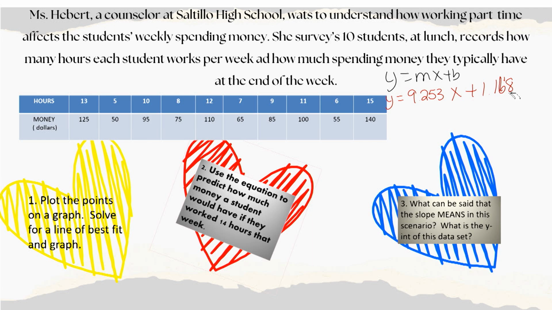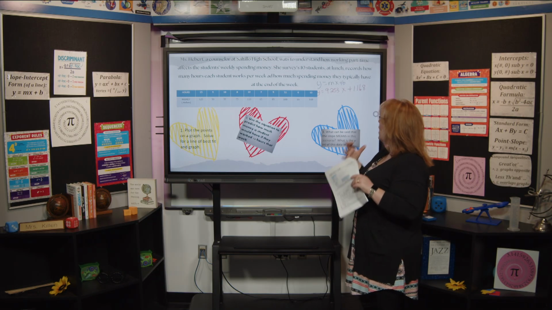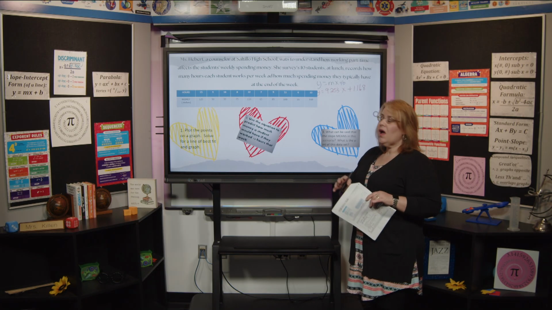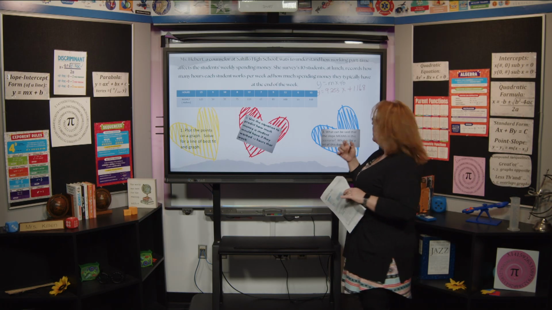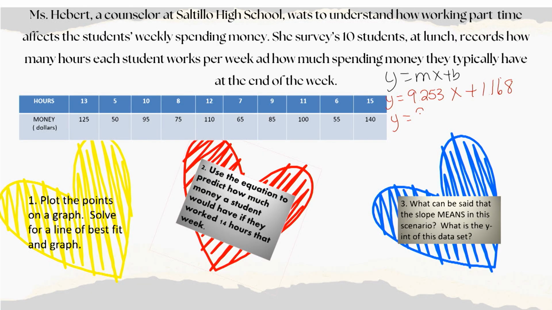1.168. Let me rewrite that so it looks a little better. Now, for me to use this y equals mx plus b, I'm wanting to get my numbers a little bit more reasonable. So let's go ahead and round them one more time to get our numbers with 2 decimals. So I'm going to use y equals 9.25x plus 1.17, making sure we rounded that 6 to 7 because of the 8. So now that we've written our line of best fit, let's look at number 2.